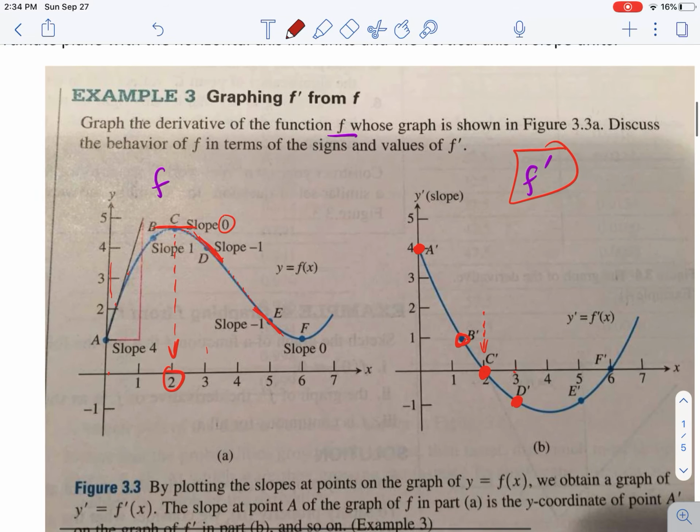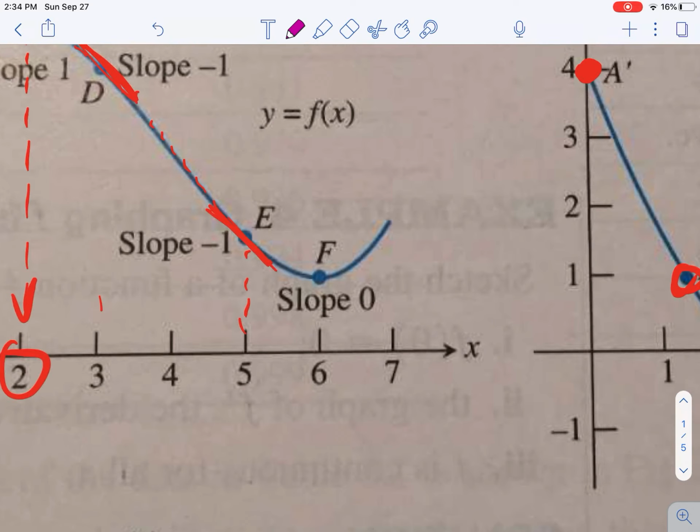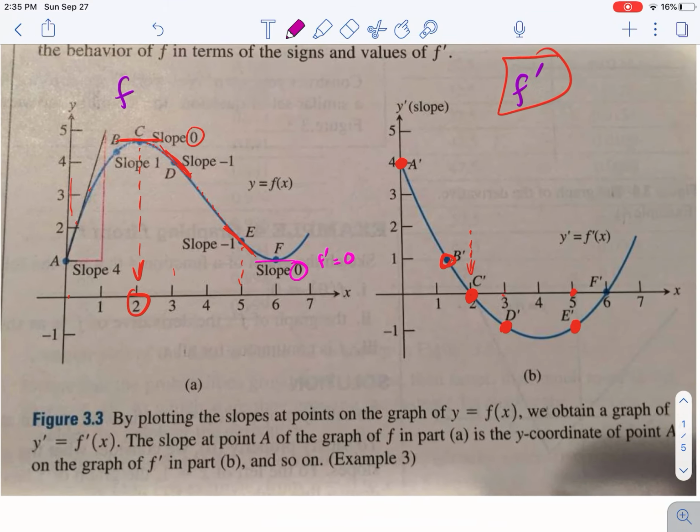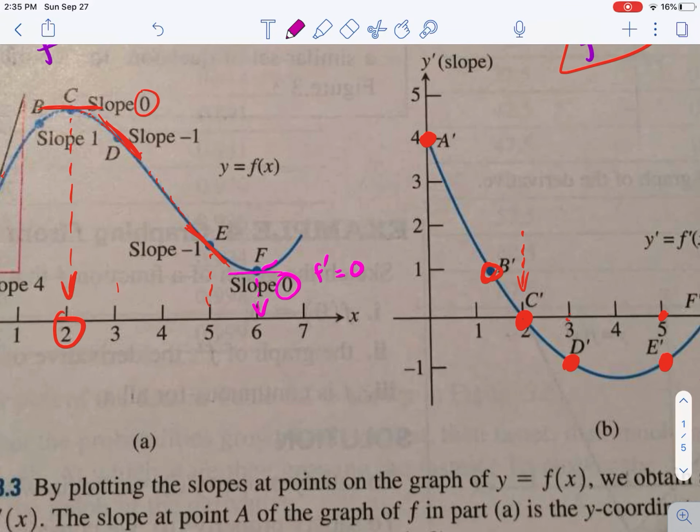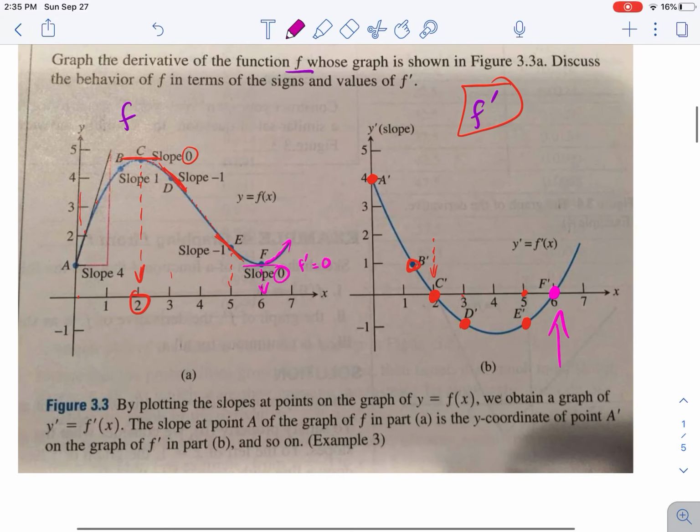And then again, the next really important point is F. F is the bottom of a valley, if you will, or the bottom of a cup. Well, if I were to draw a tangent line there, it would also be flat, which means the slope is 0. So that means the derivative, f prime equals 0, or y prime, whatever you want to call it, equals 0. And that's at 6. So at 6, over here, the derivative graph crosses the x-axis. And after that, the slope is increasing, positive, positive, positive. So the derivative will be positive, positive, positive after that.